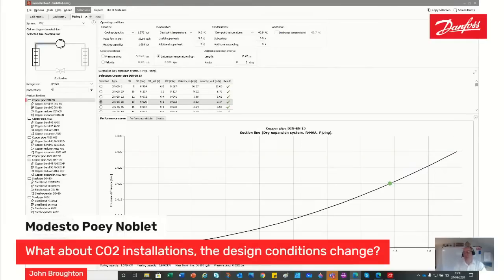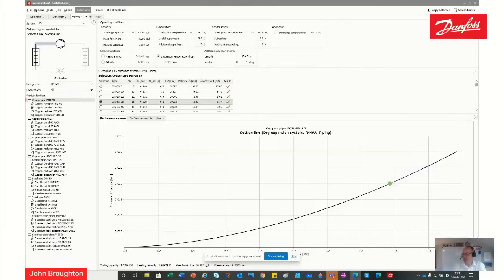Yeah, as we said, it all comes down to the maximum working pressure on a CO2 system. That is the main thing we've got to think about: the difference in the maximum working pressure and whether we're transcritical or subcritical.